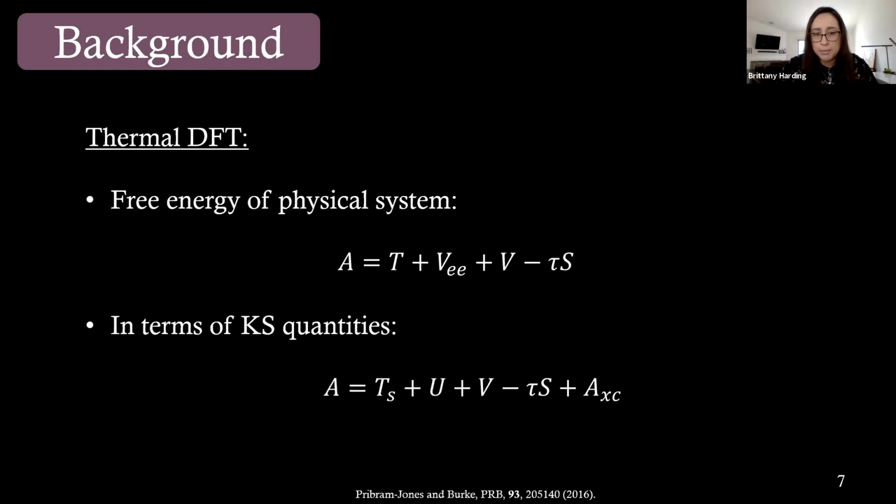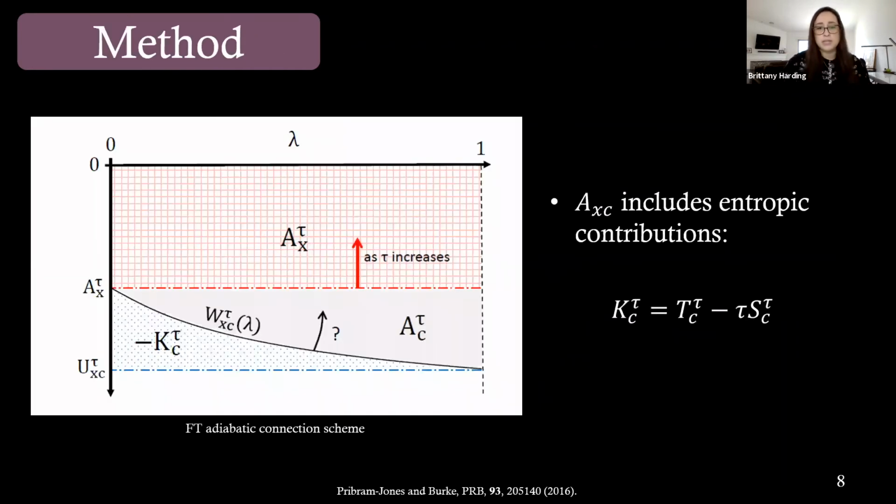Now, we can introduce temperature into our system by expressing our system in terms of the free energy, and rewriting in terms of the Kohn-Sham quantities. We can get AXC, our component of the exchange correlation free energy. And we can draw a general schematic of what we think the finite temperature adiabatic connection would look like. We see that our energies are now expressed as free energies, and we now have entropic contributions. So we have the entropic correlation rather than the kinetic correlation.